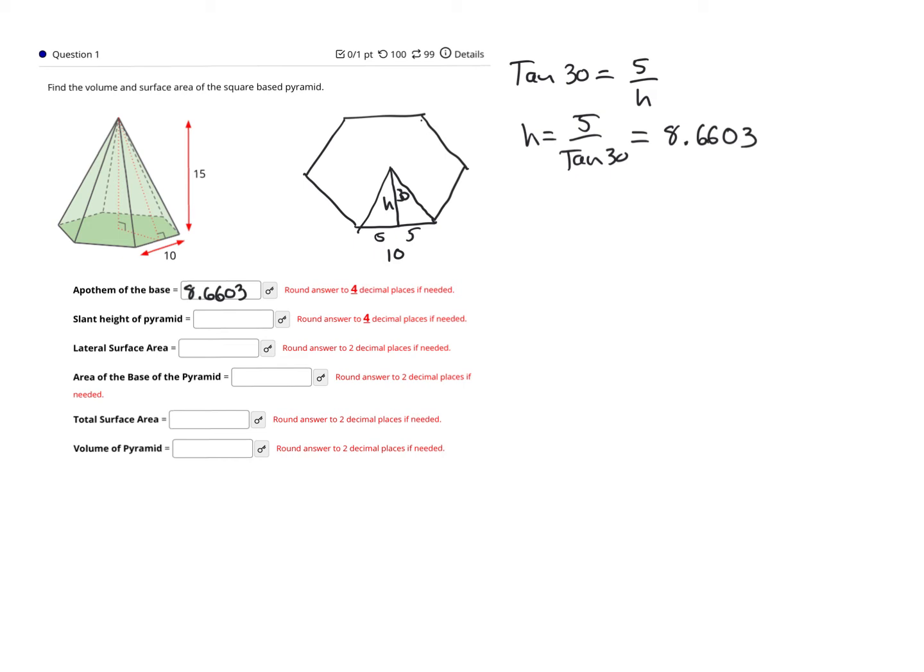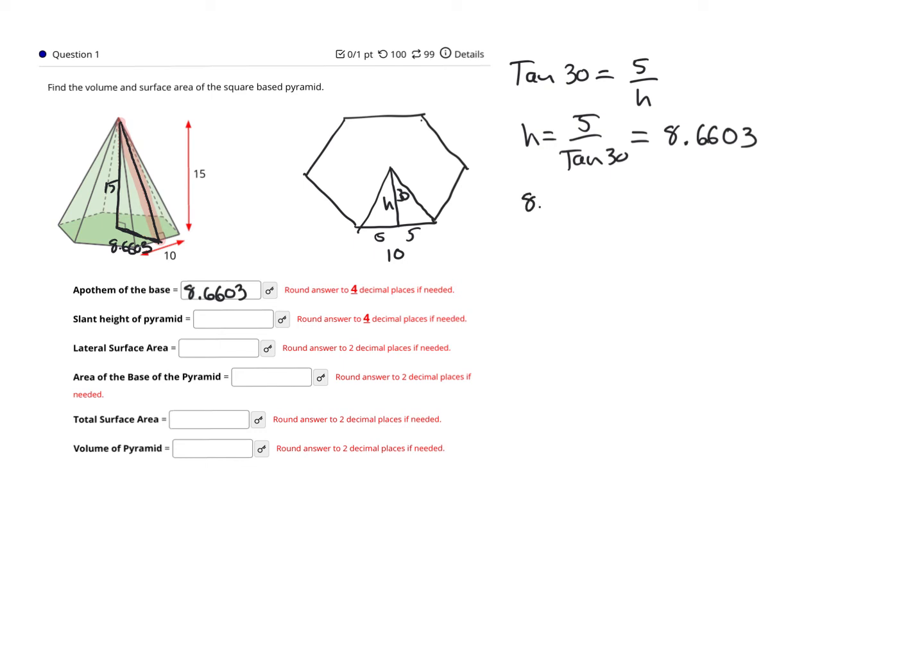The next thing it's asking for is the slant height of the pyramid. The slant height of the pyramid is going to be this distance right here. When you start up there and you come right down this edge, that's the slant height. In order to find that, I'm going to have to use the Pythagorean theorem. If I draw in the apothem in my diagram, that's going to be one part of my right triangle. The slant height is going to be the other part, and then the height of the pyramid is going to be the other part. So this is 15, and this is the 8.6603 that I just found.